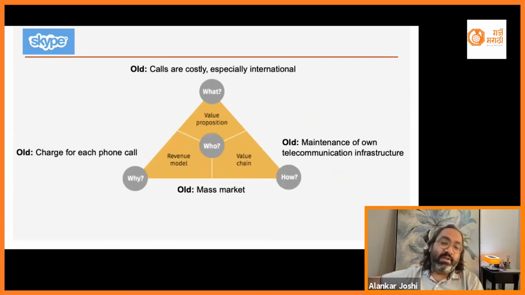But the old version basically was looking at the mass market. The value proposition earlier was calls, international calls, especially quite expensive. Companies that operated in the telecom industry typically charged for the phone call. Also, if you were making international phone calls, then there was a very complicated system of charging. Depending on the country that you're calling, and the arrangement that the telecom provider had with the telecom provider in the receiving country, the charges were decided, and in early days, as we might remember, they were exorbitant, right?